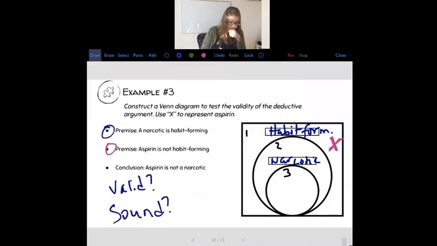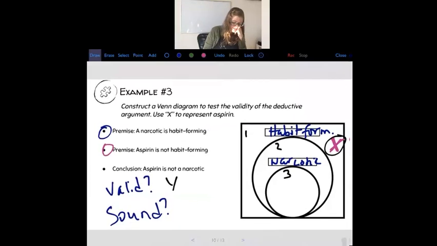Aspirin is not a narcotic. So take a look at where X is. X is completely outside of the circle of narcotics. It's not even touching that circle. If it were on the border, we would have to look at it a little bit differently, but it's completely outside of the circle. So this argument is valid.